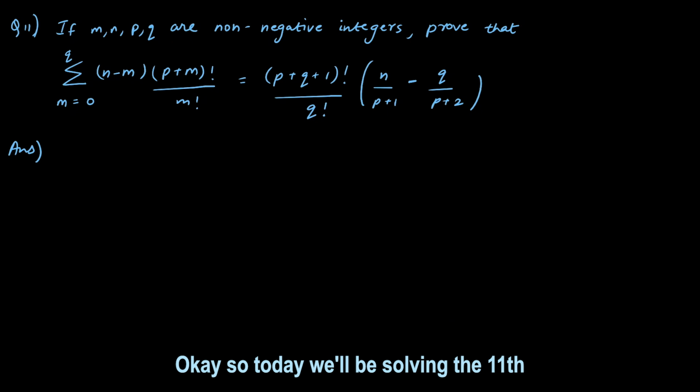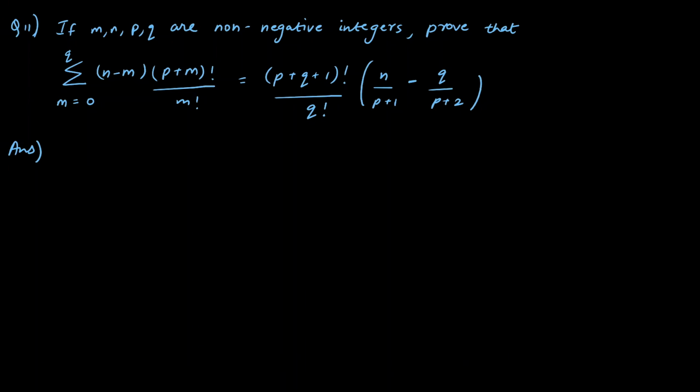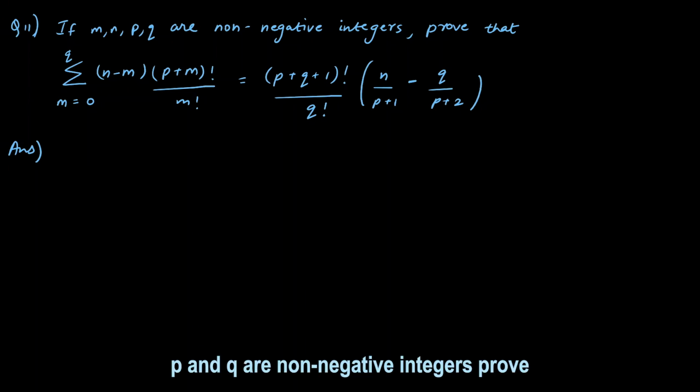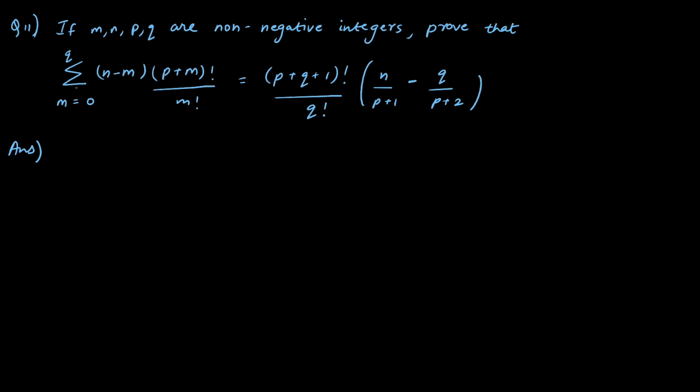Okay, so today we'll be solving the 11th question of exercise 2.1 of the book Challenges and Thrills of Pre-College Mathematics. The question states that if m, n, p, and q are non-negative integers, prove that the summation of (n minus m)(p plus m)! divided by m!, where m is the integer being iterated up till q, is equal to (p plus 1)! divided by q! into (n divided by (p plus 1) minus q divided by (p plus 2)), right?